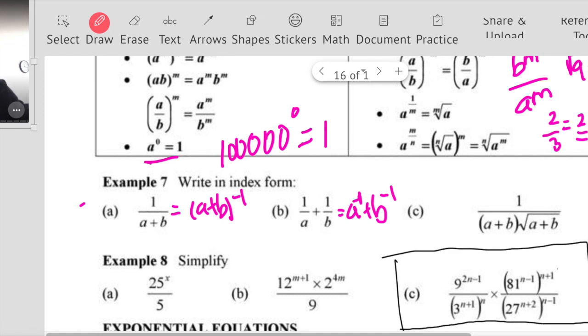So we're gonna do this mess. We can see that we need to write everything with the same base. By looking at the numbers, I see that if I simplify these, I can rewrite them with base 3. So I'm gonna rewrite everything with base 3, because 9 I can rewrite with base 3, 81 I can rewrite with base 3, and 27 also. And that's going to help me simplify this.